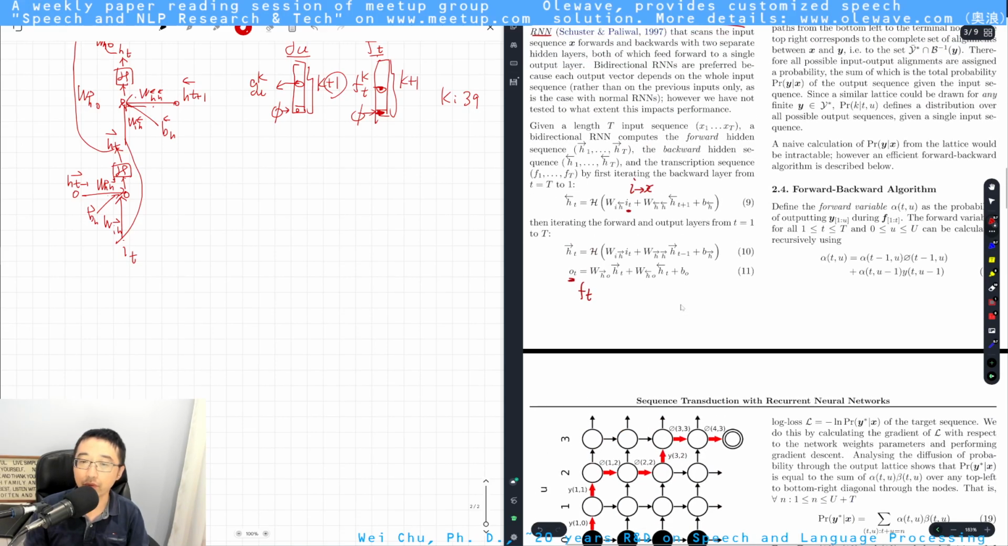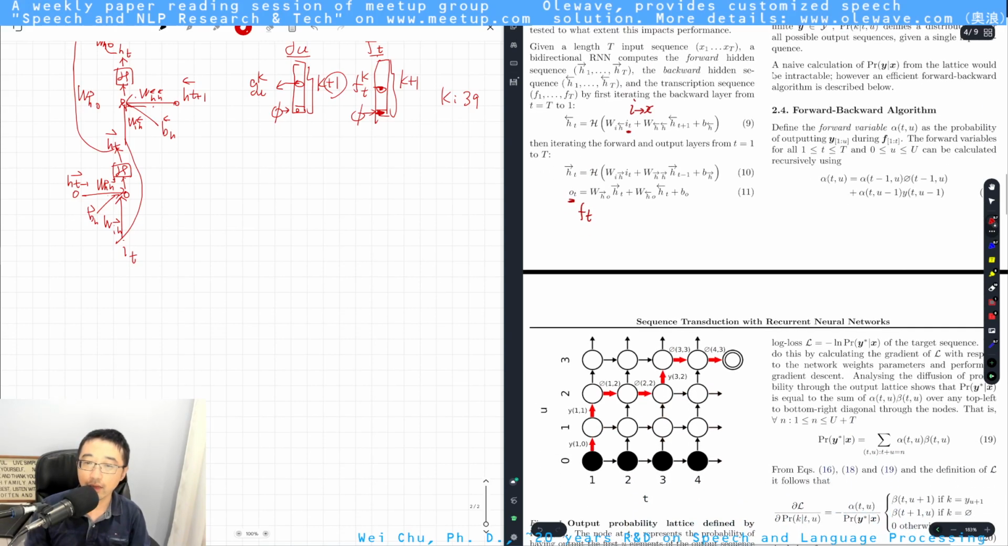It's difficult for me to draw this, so I will just use the figure. You can see that the x, or horizontal axis, is the time, and the vertical axis is the label index.